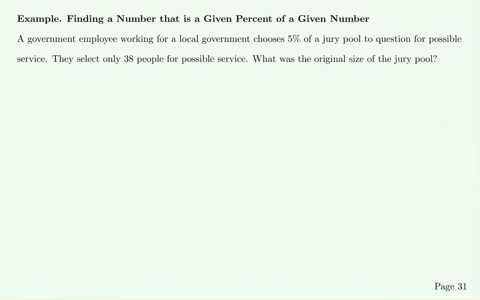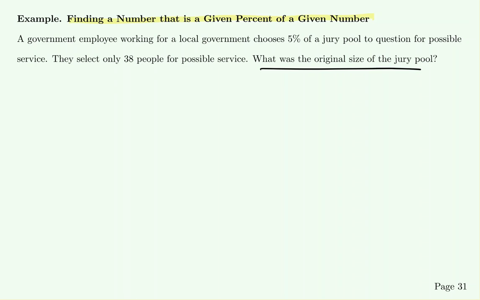Now, our next example fits the category where we are finding a number that is a given percent of another number. A government employee working for a local government chooses 5% of a jury pool to question for possible service. After they've done this selection, it says they select only 38 people for the possible service. What was the original size of the jury pool? This is going to be a problem that I think is going to be useful to write out some information to help us kind of see the structure of the argument, and then we'll know where to go from there.